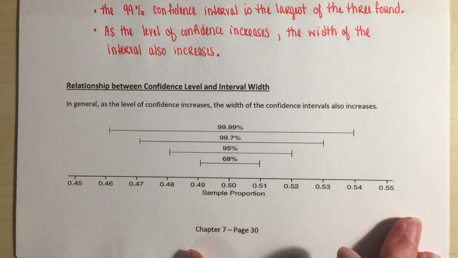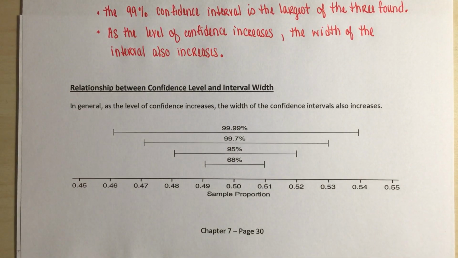And then what we see down at the bottom here is just a visual representation of that last sentence. In general, as the level of confidence increases, the width of the confidence interval also increases. That's something, again, you might run into in a homework problem here and there, so pay attention to that. And then as you're going through these, start to feel comfortable both calculating our confidence intervals by hand and using StatCrunch to assist us in those calculations as well.